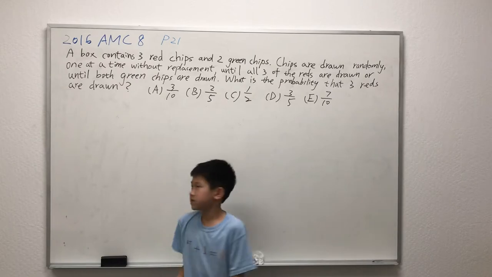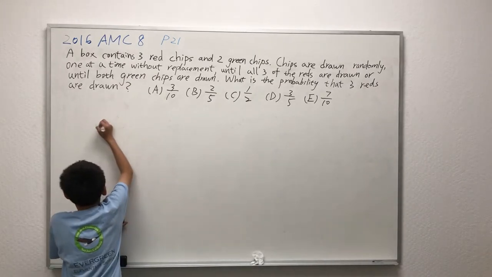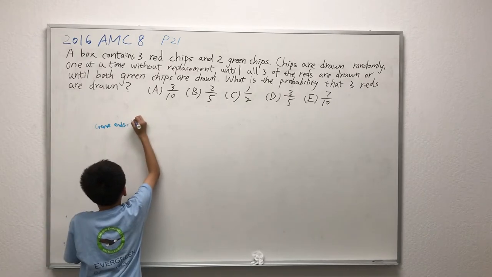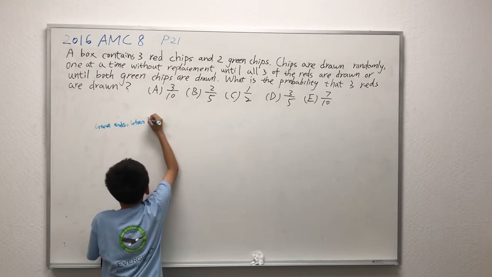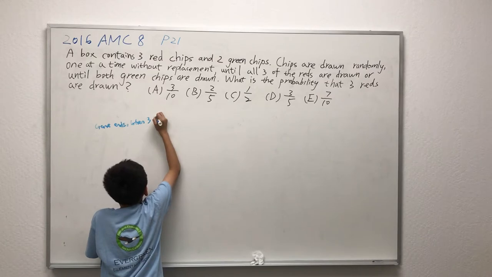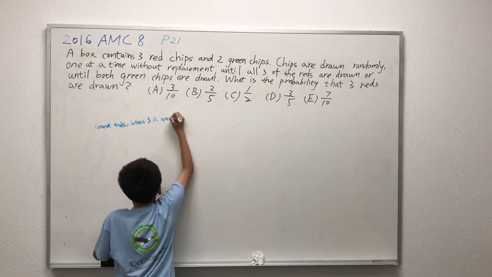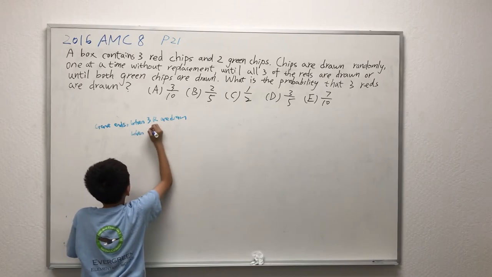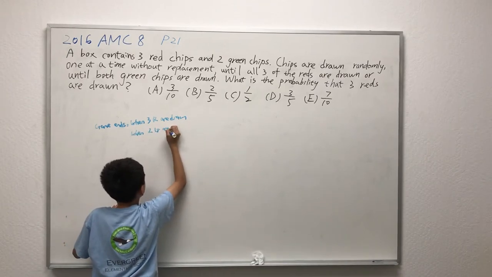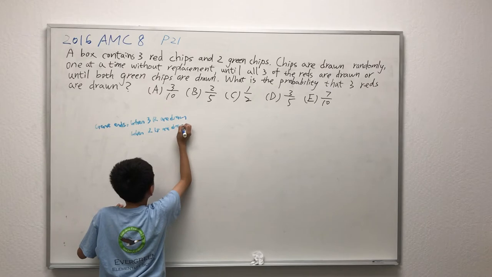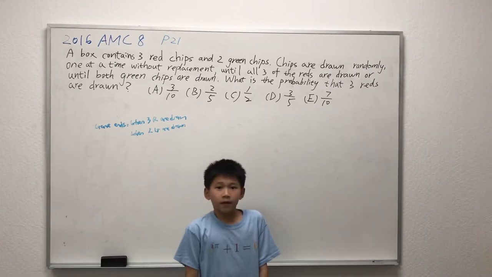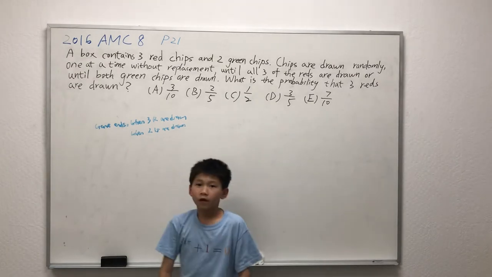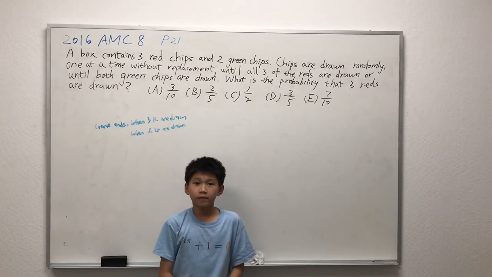The problem tells us that the game ends when three chips, reds, are drawn, or when two greens are drawn. It also tells us that it wants us to find the probability when three reds are drawn.